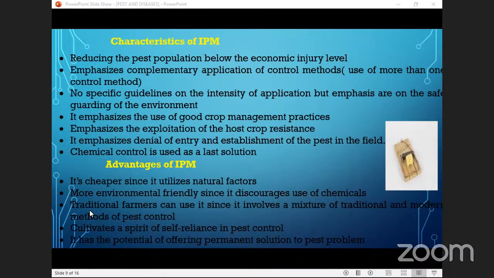Shania, could you give an example of good crop management practices? Hello, an example of a good crop management practice? Pardon? Okay. And what else?